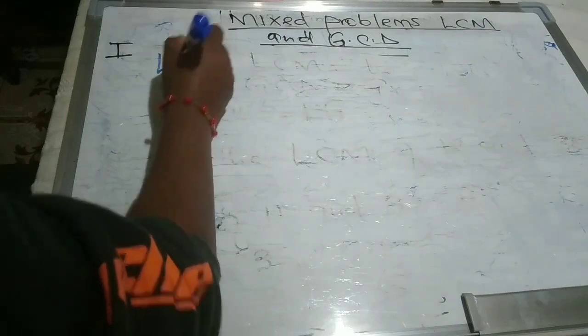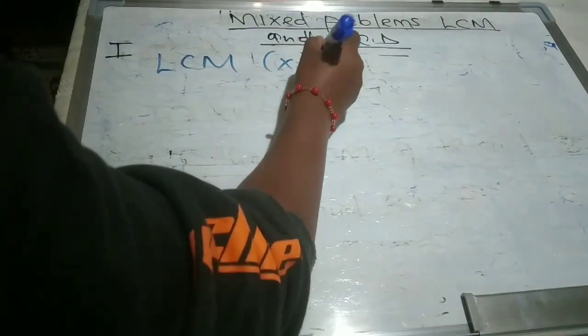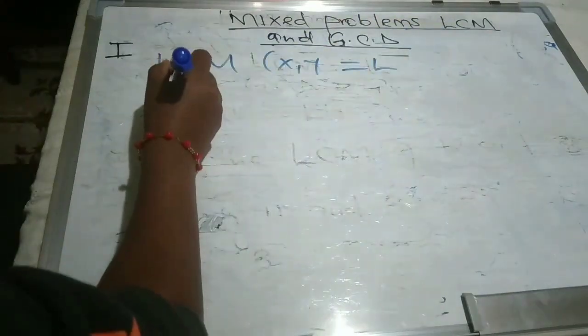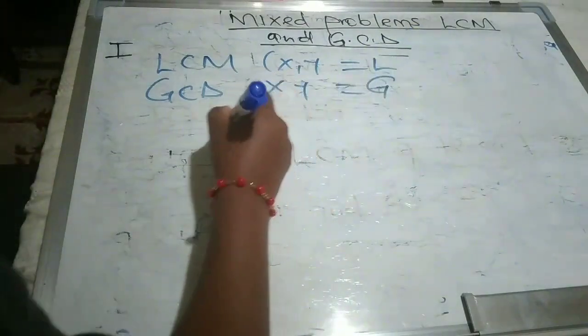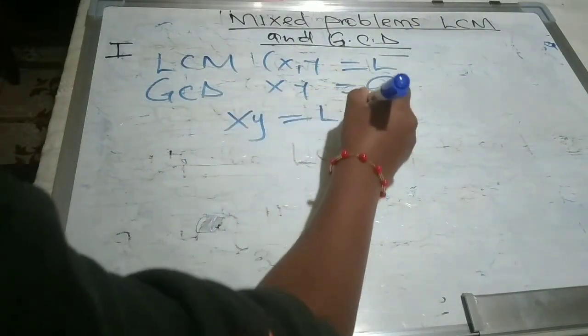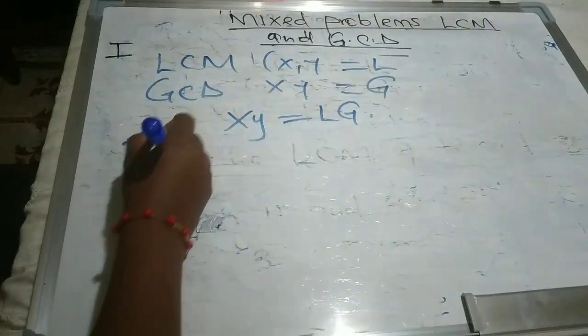Let us have a look at a mixed problem involving both LCM and GCD. And before the example, it is important to note something about the relationship between LCM and GCD, in that if the LCM of two numbers x and y equals L, and the GCD of x and y equals G, then xy is equal to LG. Example.